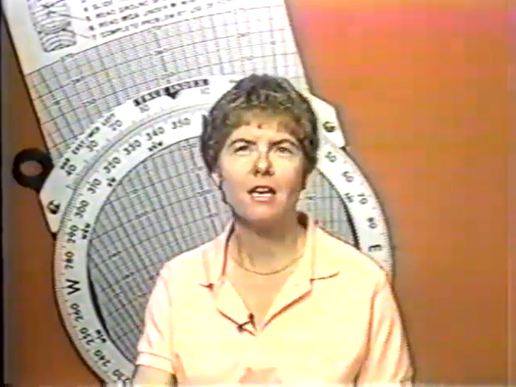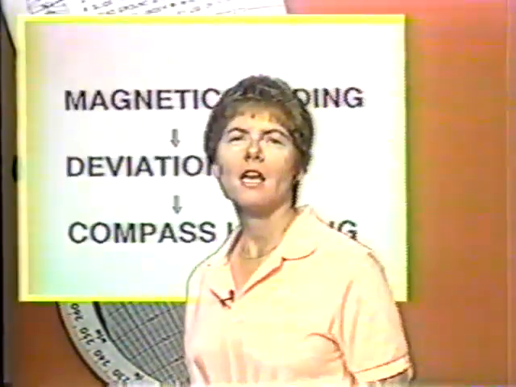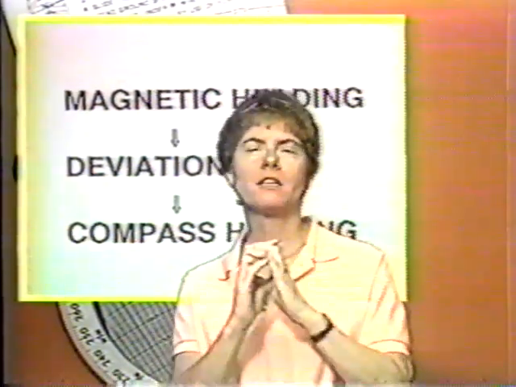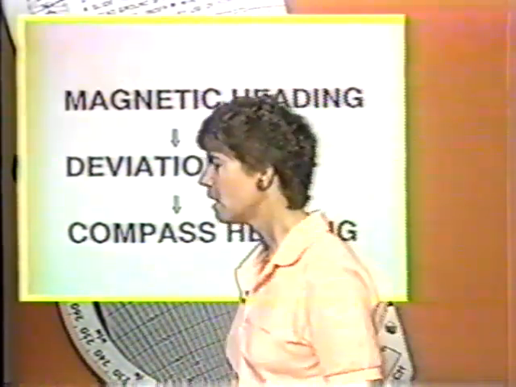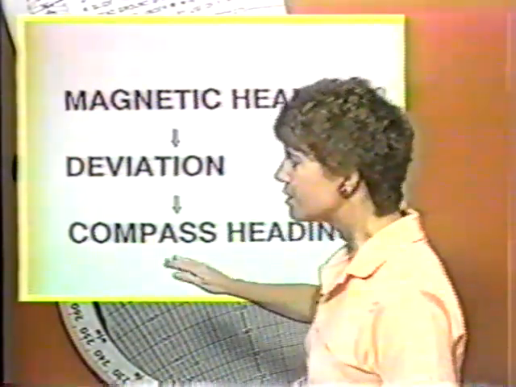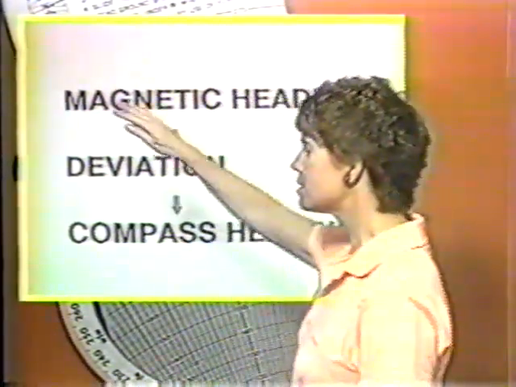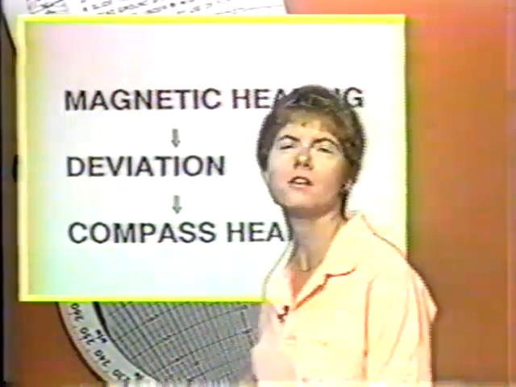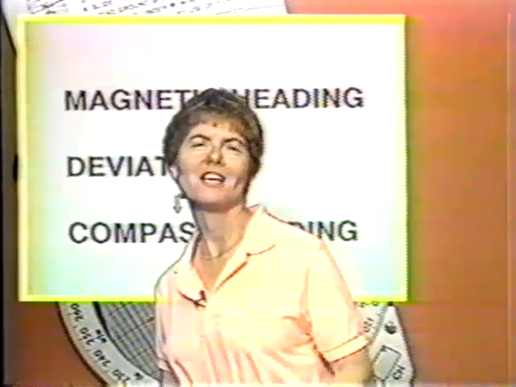So let's assume that we ended up with a magnetic heading, the direction that the nose of the airplane is pointed, in reference to magnetic north. How do we get from magnetic heading to the heading we're actually going to put in the glass of our magnetic compass in the airplane? The compass heading is sometimes, but not always, the same as the magnetic heading that we want to fly. And the reason for the difference is deviation.